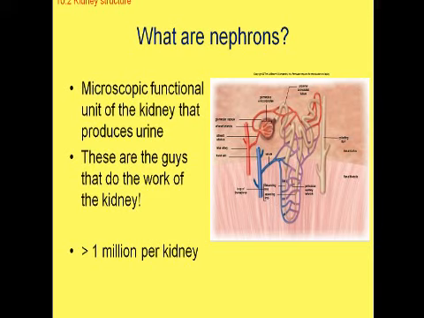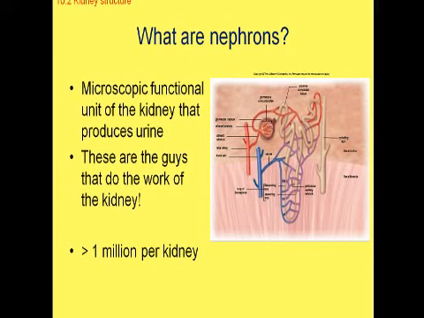Now nephrons. Nephrons are microscopic, but they're what does all the work. It's actually where the urine is formed. These are the guys that do the work of the kidney. There are more than 1 million of these little units in the kidney. And it's really a system of tubes.